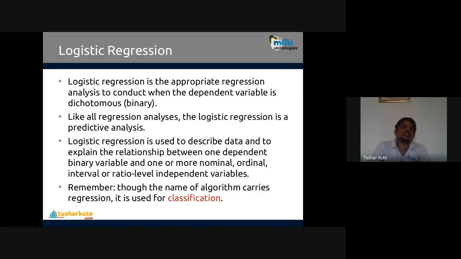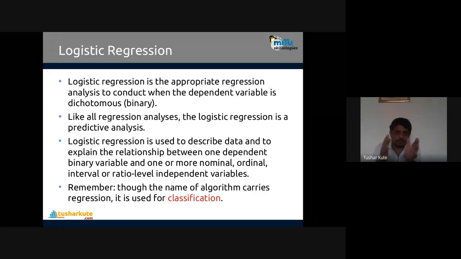Logistic regression is an appropriate regression analysis to conduct when the dependent variable is dichotomous, binary. The output variable is a binary variable, so at that time we use the logistic regression model. Like all regression analysis, logistic regression is a predictive analysis. It is used to describe data and to explain the relationship between one dependent binary variable and one or more nominal, interval, or ordinal variables.